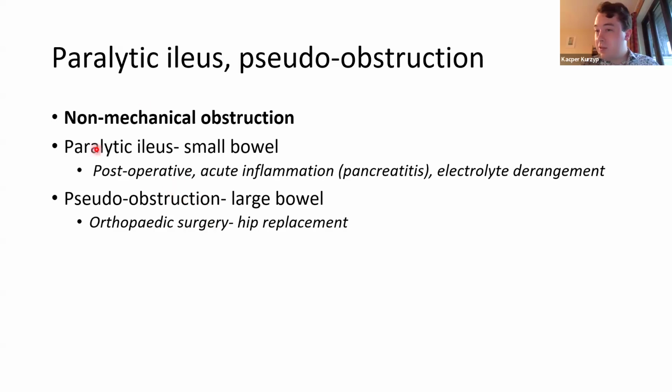And this is common post surgeries. That's why when you go on surgical ward rounds, the key question is, have you passed any gas? It can also be associated with the pancreas. So pancreatitis can cause inflammation, and the inflammation can trigger paralytic ileus, or electrolyte derangements if you're in your unwell patients. Now, the large bowel can also get unhappy, especially in orthopedic surgery with hip replacement. However, luckily, those primarily resolve with conservative management.